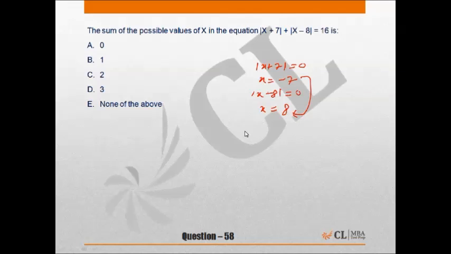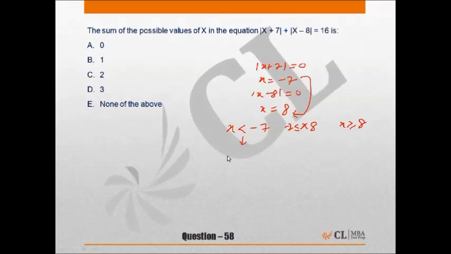So we have got three different ranges in which we have to check the value of x. First one is when x is less than minus 7. Second one is when x is greater or equal to minus 7 but less than 8. And third is when x is greater or equal to 8.